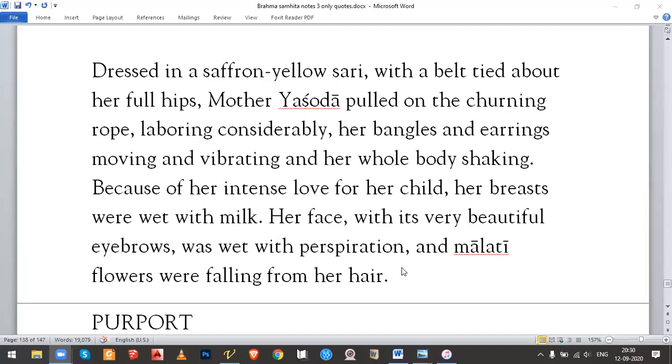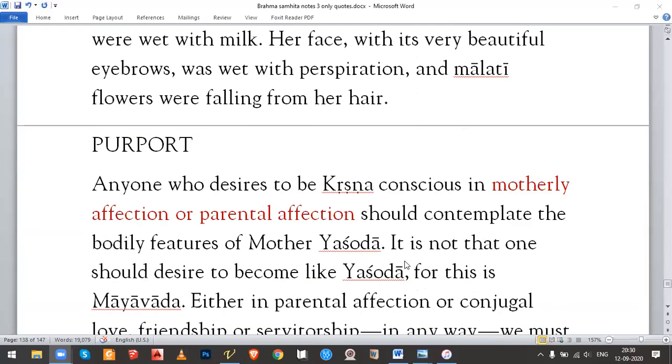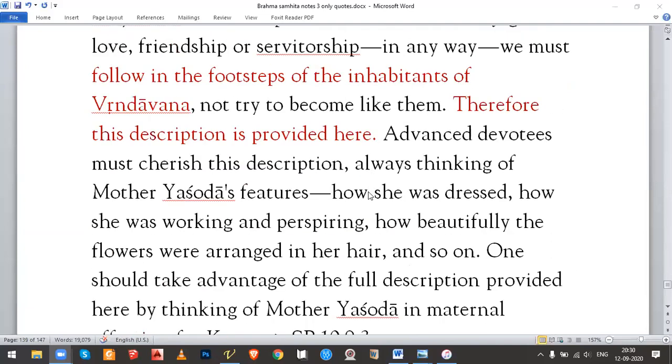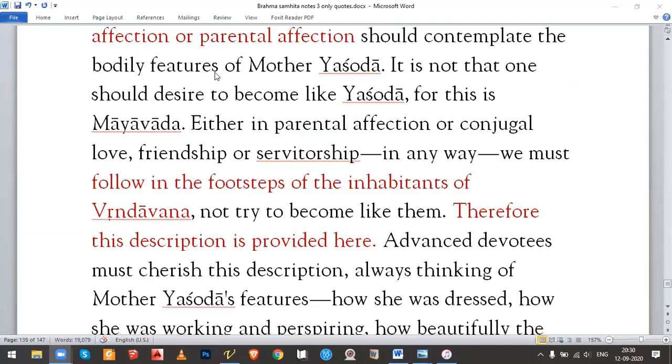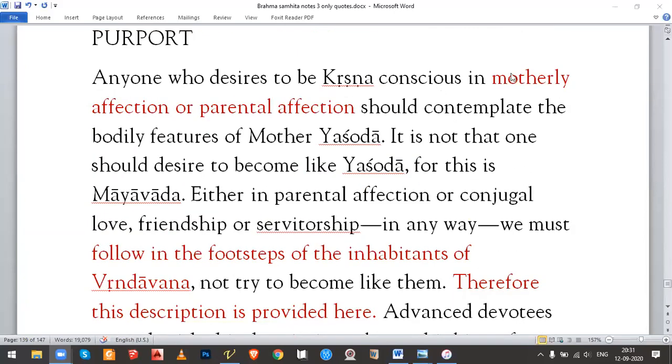Now look at the purport of Prabhupada. This is 10th canto, chapter 9, shloka 3. Prabhupada writes in the purport, anyone who desires to be Krishna conscious in motherly affection or parental affection should contemplate the bodily features of Mother Yashoda. Now, here Prabhupada explains that those devotees who aspire for vatsalya rasa, Krishna consciousness in motherly affection and parental affection, should contemplate the bodily features of Mother Yashoda, should practice mantra upasana on this shloka. It's not that one should desire to become like Yashoda, for this is Mayavad, not that I'll become Yashoda.